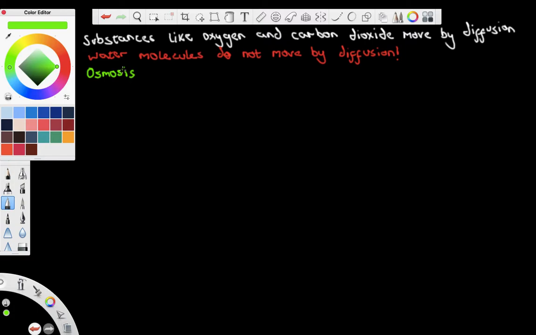Osmosis, O-S-M-O-S-I-S, and I've put that in green because it's a key word. Now, just to pre-warn you, we're going to define osmosis now. You're going to need 3 different colours to hand because I'm going to be highlighting some key parts.